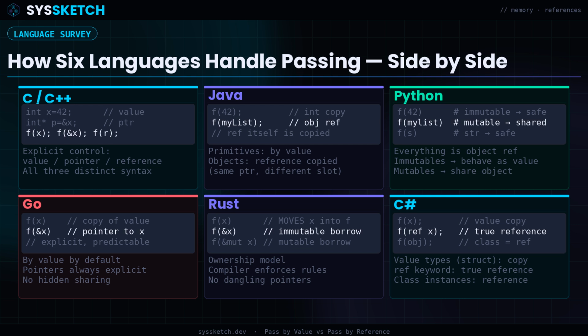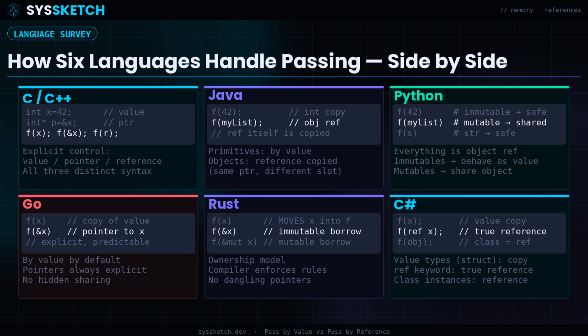Go defaults to pass by value and makes you use the ampersand operator to pass a pointer explicitly. Rust replaces the whole concept with ownership and borrowing. You either move a value into a function, which transfers ownership, or you borrow it with an ampersand, which is a reference with compile time safety guarantees. C# has both value types on the stack and reference types on the heap, plus an explicit ref keyword for true reference passing of value types.